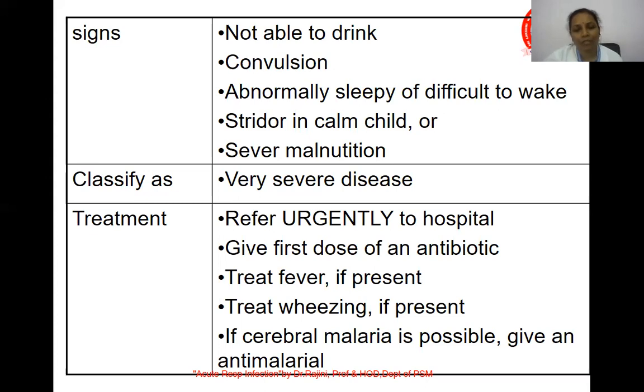Treat fever if present. If severe malaria is possible, these are the treatment protocols which have to be followed when the patient is referred to the hospital. An appropriate antibiotic has to be selected, like ceftriaxone or a sulfamethoxazole and trimethoprim combination, or amoxicillin, or whatever drug is tolerable and effective for the patient.